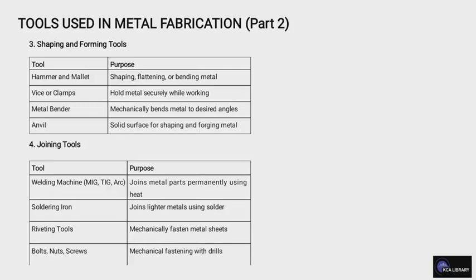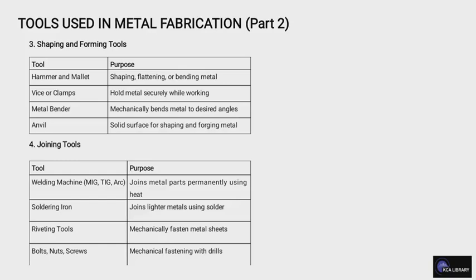Next, after the cutting tools, we have the shaping and forming tools. Under this, we have the hammer and mallet, which serve the purpose of shaping, flattening, and also bending metal. You have the vise or clamp, which holds metal securely while working on it. We also have the metal bender, which mechanically bends metal to the desired angle. And lastly under this is the anvil, a solid surface for shaping and forging metal.